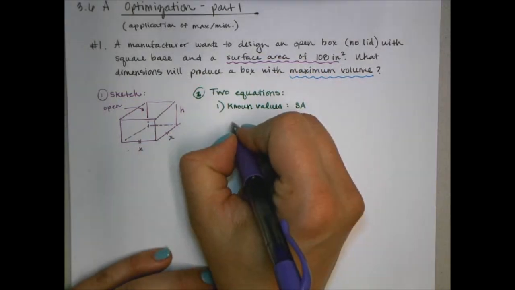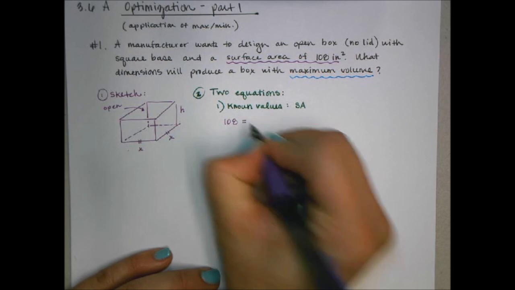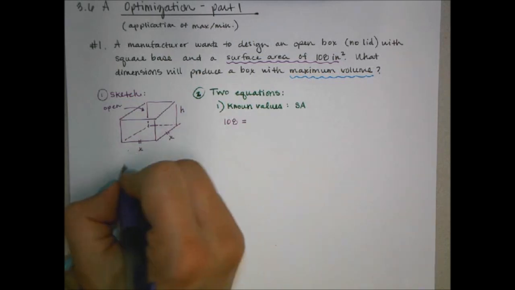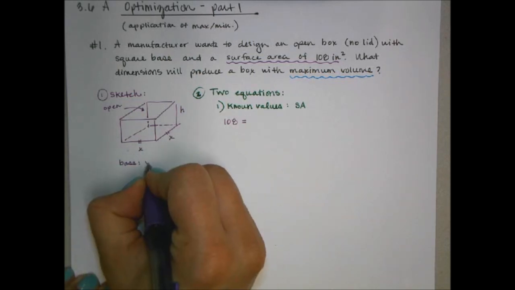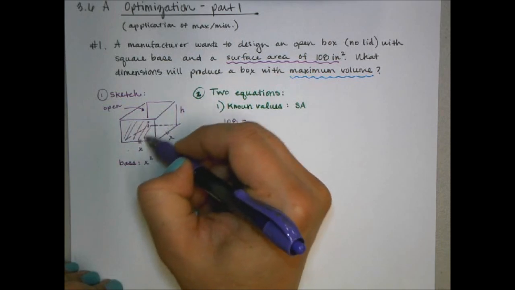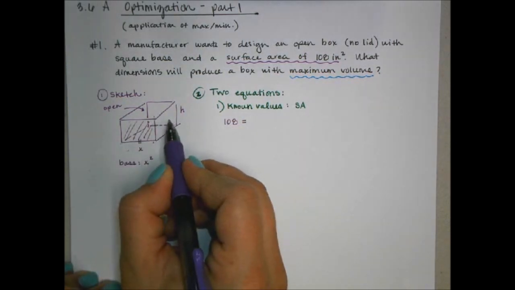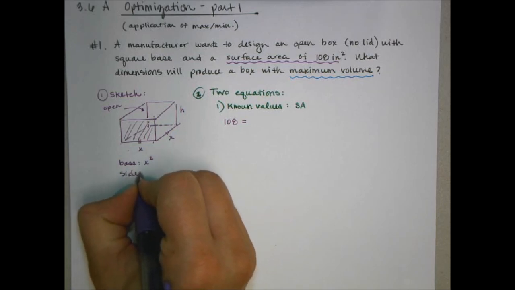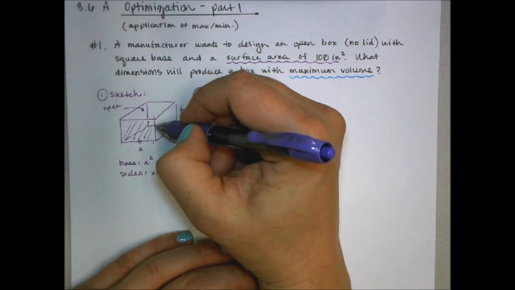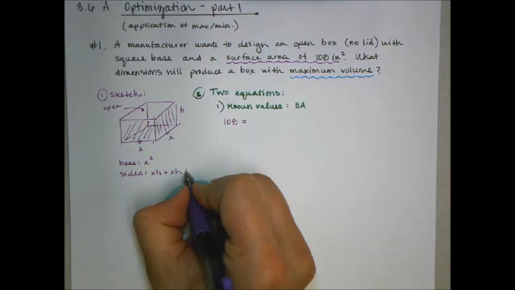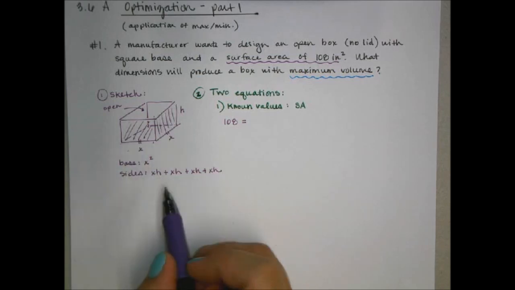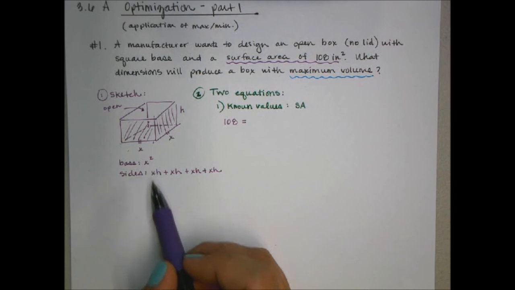So the total surface area here, 108, should be the sum of the area of all the surfaces. Our base measures x by x, so its area is x squared. The front side measures x by h, so does the back. And the right and left sides also measure x by h. So we have more x by h's. We have 4 sides but no top. So altogether, I have x squared plus 4xh.